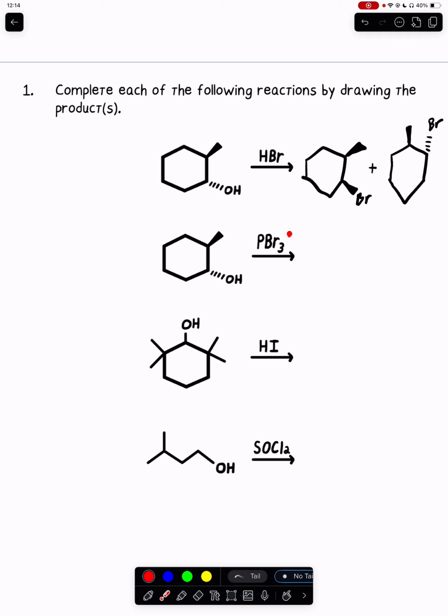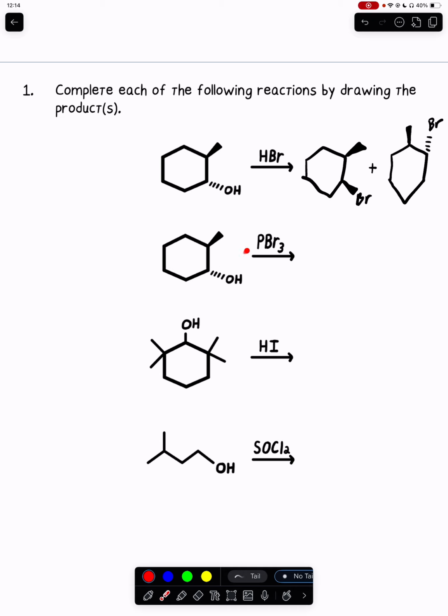Now, here's the thing. Remember, SN2 reactions occur via the backside. The nucleophile, bromide in this case, is going to approach opposite the leaving group here, which means when that bromide comes in, it's going to come in from the same side as that methyl group that's already there. So in this example, the only product you should draw is this cis product right here.